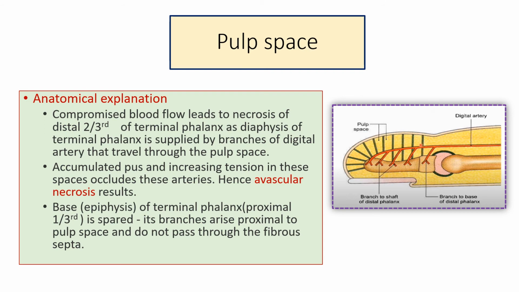Then why is it affecting only the distal 2/3 of the terminal phalanx and not the base or the proximal 1/3 of the terminal phalanx? The base or epiphysis of the terminal phalanx is spared because the arterial supply to this part is from a branch that arises proximal to the pulp space, and it need not pass through the fibrous septa. So that's how it is spared.